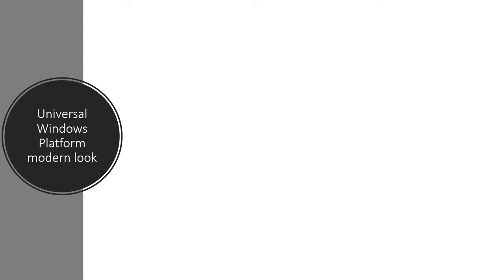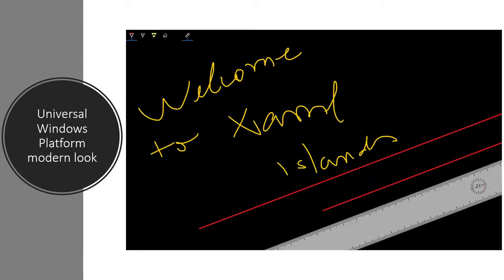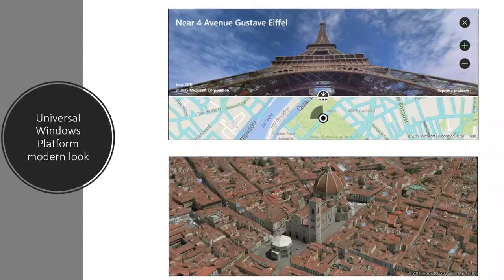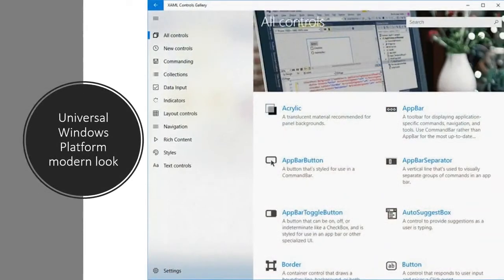So, UWP has a lot of great modern controls that support Microsoft Fluent and effects. So, for example, we have an inking toolbar, ink canvas that allows you to use different devices to input data in a touchscreen monitor, for example. And we have these great map controls that has support for Street View or even 3D rendering, as you can see, and a lot more controls that are available on XAML Controls Gallery.